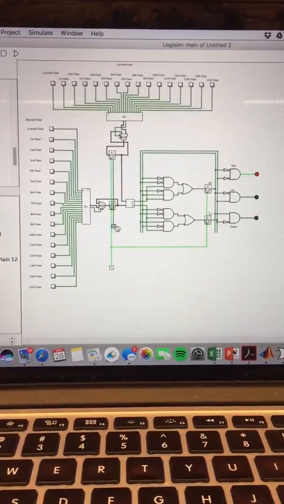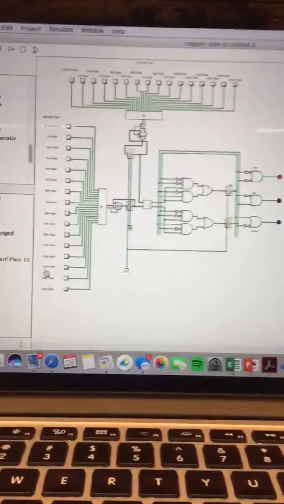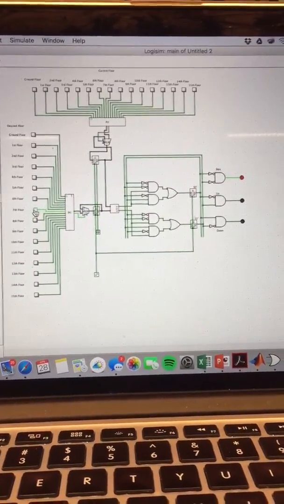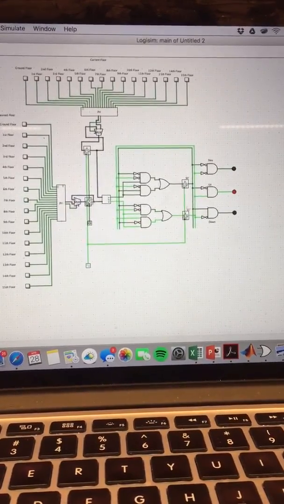Here is my elevator circuit. On the left side, we have a bank of buttons that represent the desired floor. So the user would walk in, press one of the buttons. It would go through the priority encoder and into this flip-flop register, this enabled flip-flop.